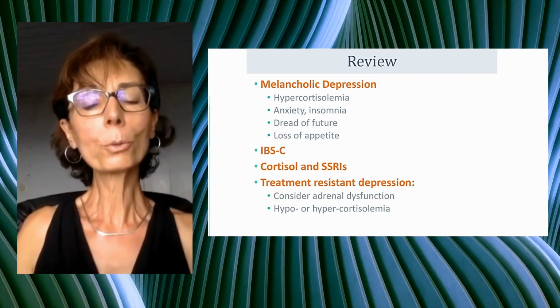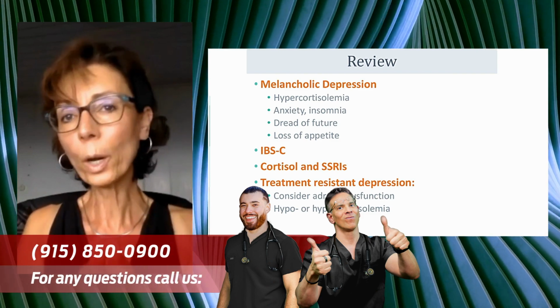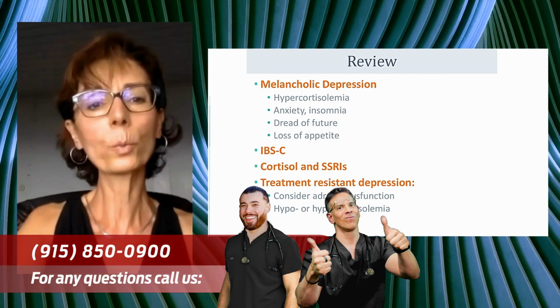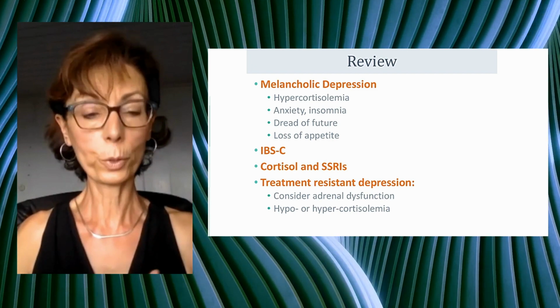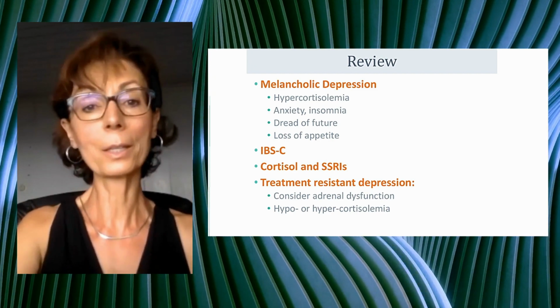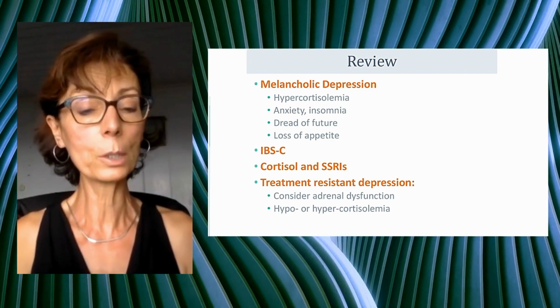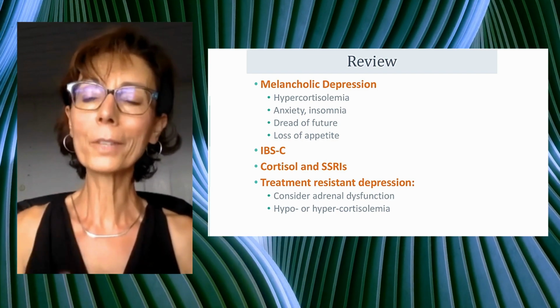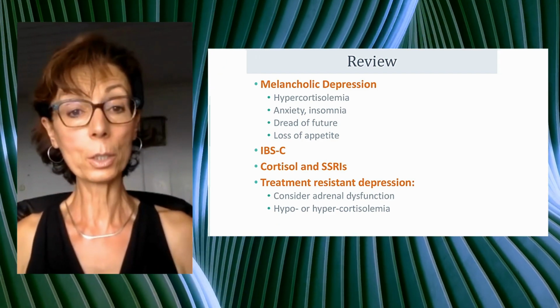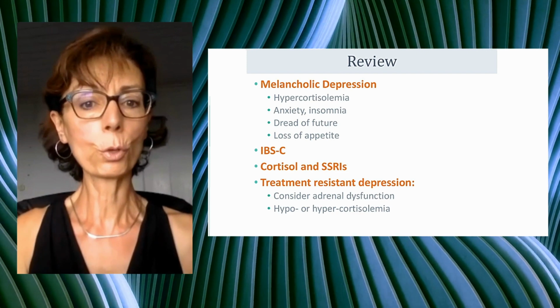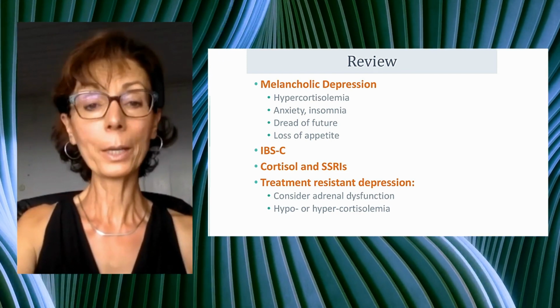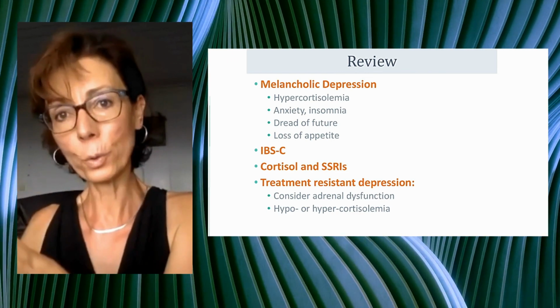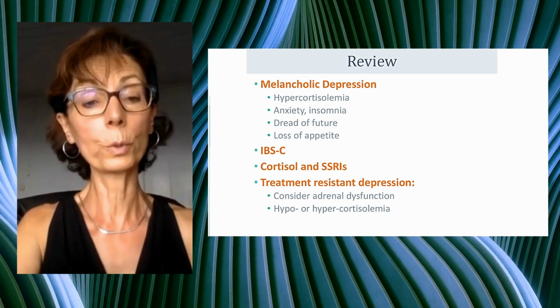And then let's go through now melancholic depression and what are some of the symptoms that someone with a melancholic depression would present with. I already mentioned that that's a hypercortisolemic depression where patients can complain usually of insomnia. They're more anxious. They have this dread of the future. They tend to have a loss of appetite. And these are very much an opposite to atypical depression, which I'll go through in just a little while.